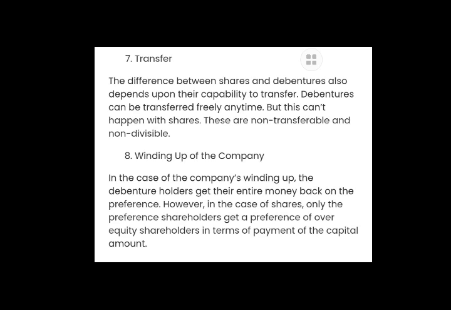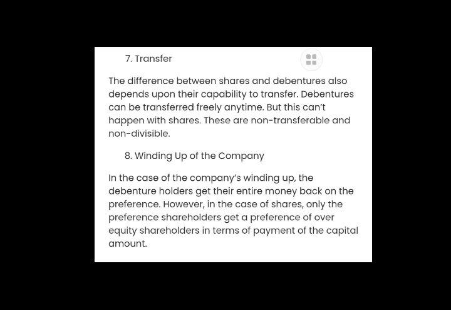The difference between shares and debentures also depends upon their capability to transfer. Debentures can be transferred freely anytime, but this can't happen with shares. These are non-transferable and non-divisible.